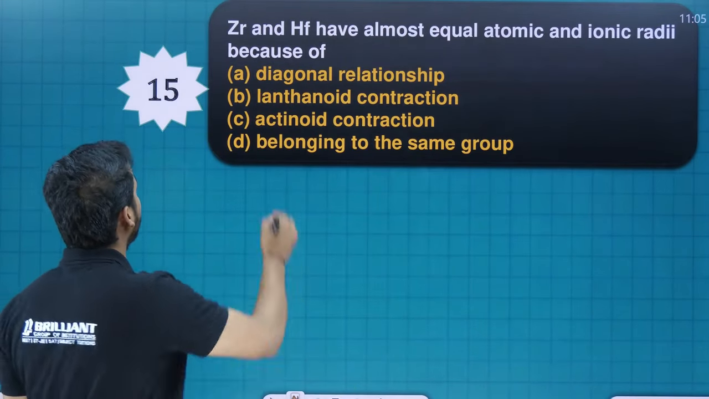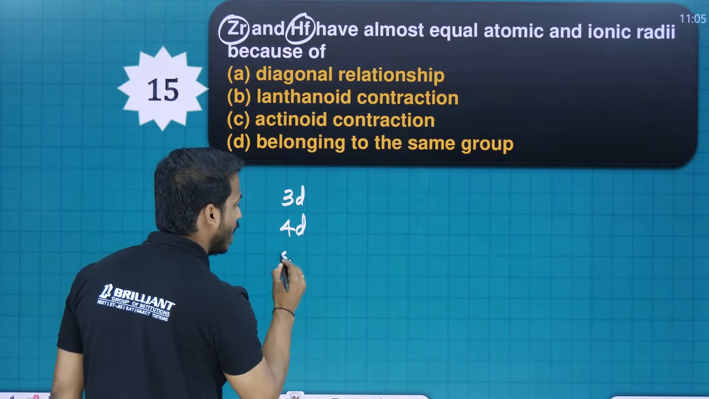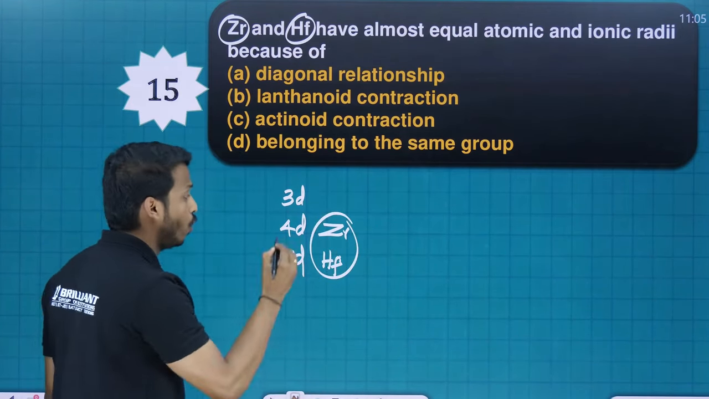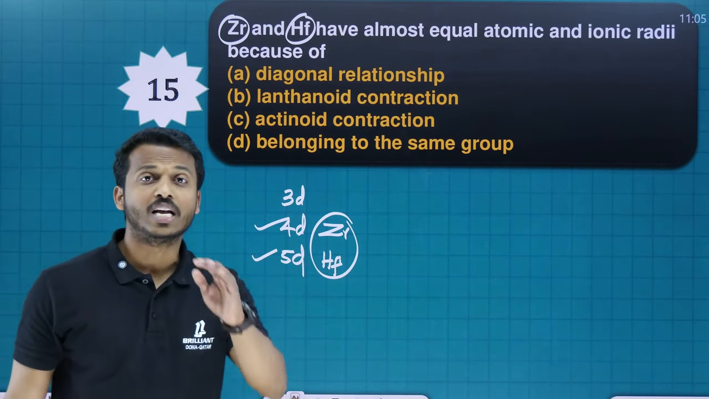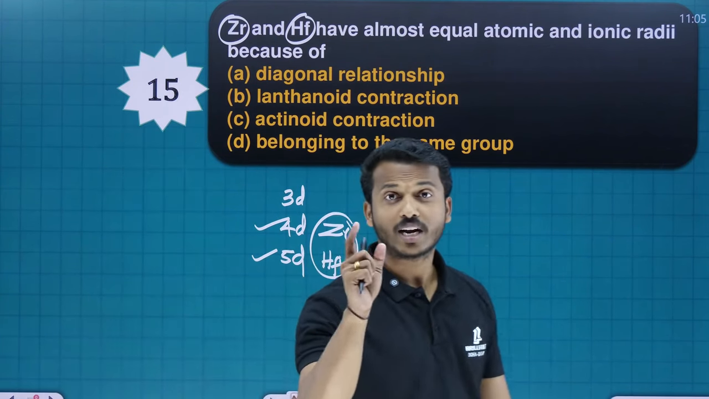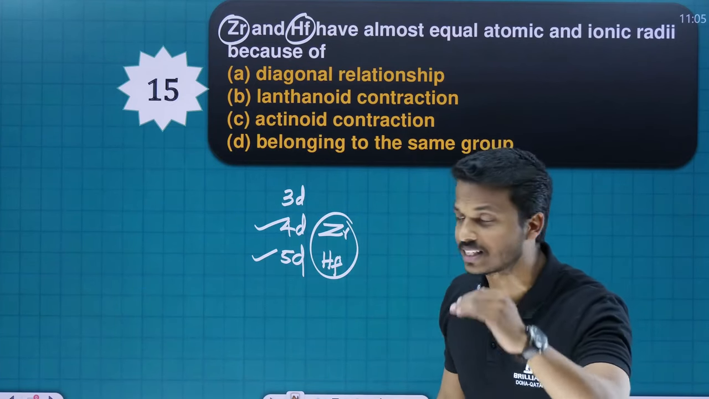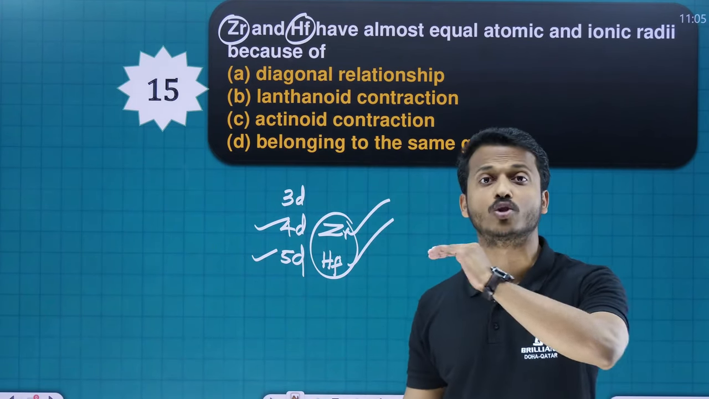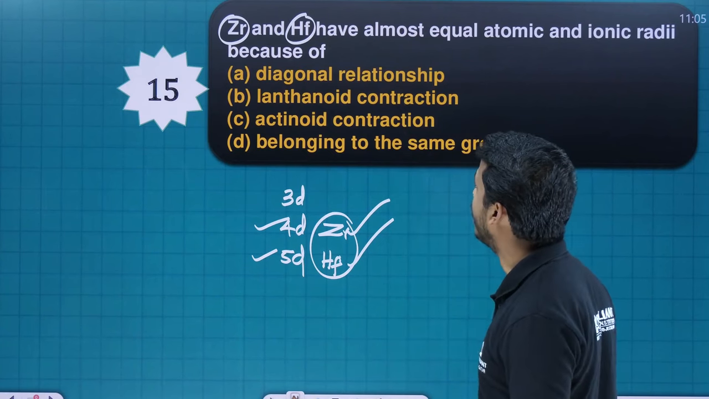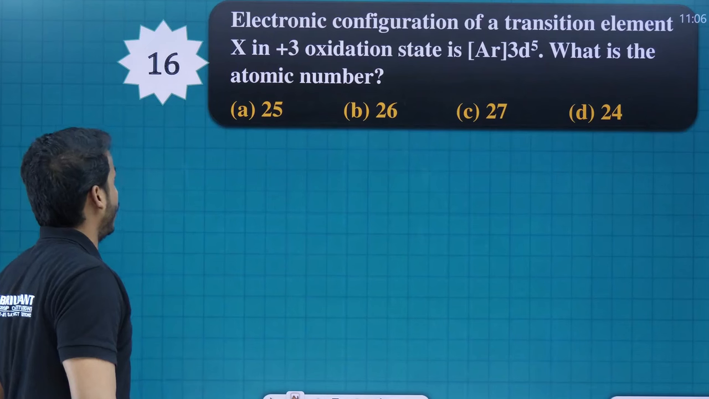Next one, zirconium and hafnium. We know 3d series, 4d series, 5d series, right? In the 4d series zirconium, in the 5d series hafnium. We know 4d and 5d series elements show almost similar atomic size. That is because of lanthanide contraction. We studied the consequences of lanthanide contraction. Because of that, zirconium and hafnium show almost similar properties. So zirconium and hafnium have almost equal atomic and ionic radii. That is because of what? Lanthanide contraction. It is one of the consequences of lanthanide contraction.